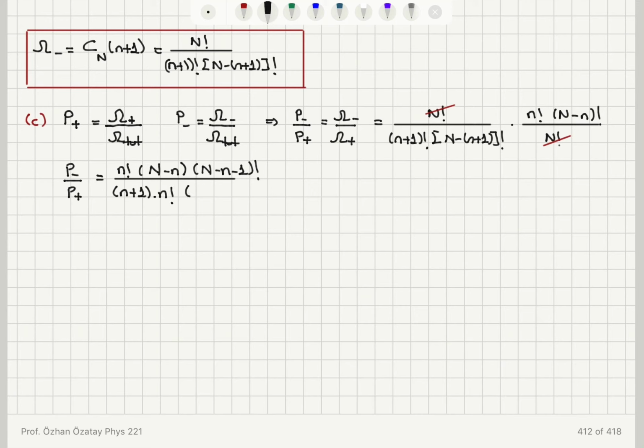And then I can write the next term, capital N minus parentheses n plus 1, as capital N minus n minus 1 factorial. Now you can see that I have the n factorials cancelling, and also the capital N minus n minus 1 factorials cancelling. So these disappear. Therefore, I find that this ratio of probabilities is equal to capital N minus n divided by n plus 1. So that's the ratio of the probabilities.